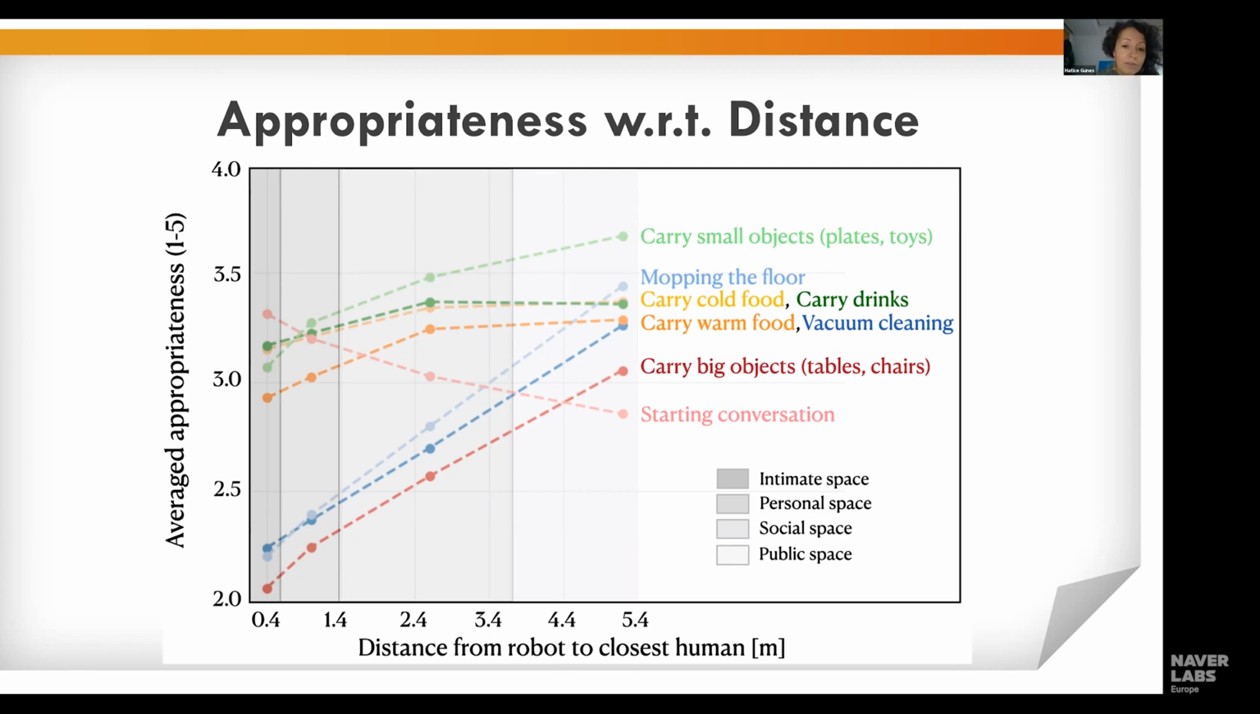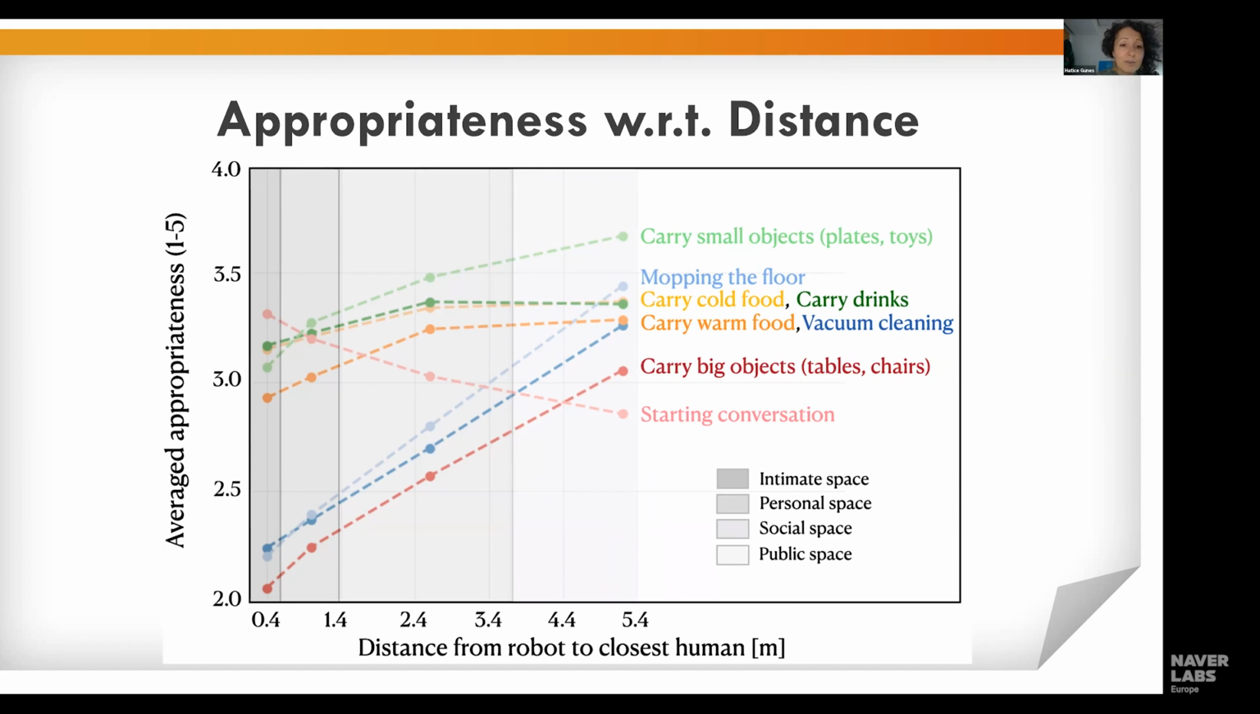Sorry, it's the other way, I'm confusing. It's in the intimate zone, so 0.4. We are looking at the x-axis. And as the robot goes away from the human, if you gradually follow from that 0.4 area all the way to 5.4, starting a conversation becomes less appropriate.